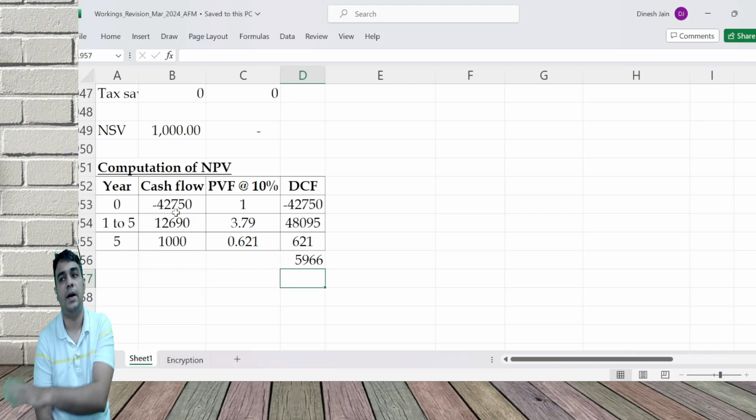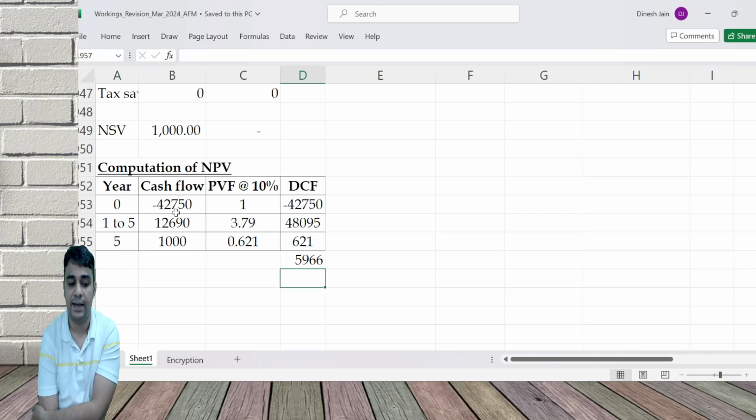This is more of a formality. Positive, go ahead with replacement. Negative, reject the replacement. Positive, go ahead. Negative, reject it.